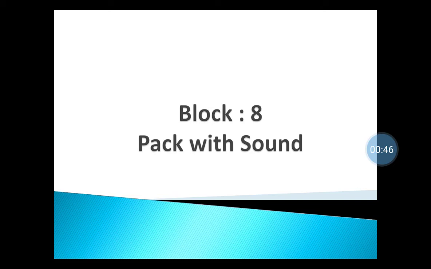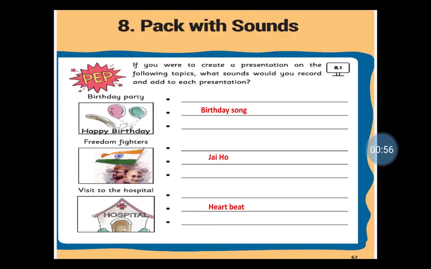Okay, so first you just open your studio book and open the page number 67. In this lesson we will start with the first activity, 8.1. All of you open your studio book and open page number 67. Here I'll read this activity. First, if you were to create a presentation on the following topic, what sound would you record and add to each presentation? So here there are three images. You can see the images, right?